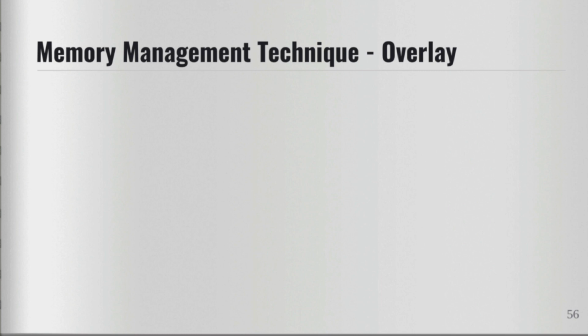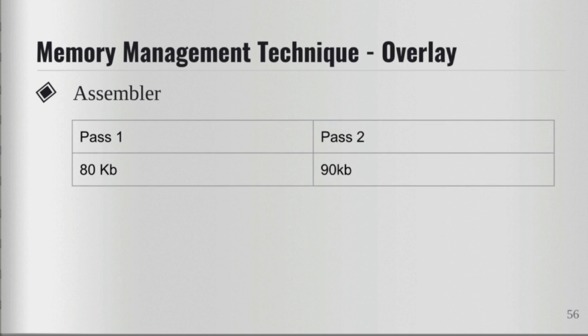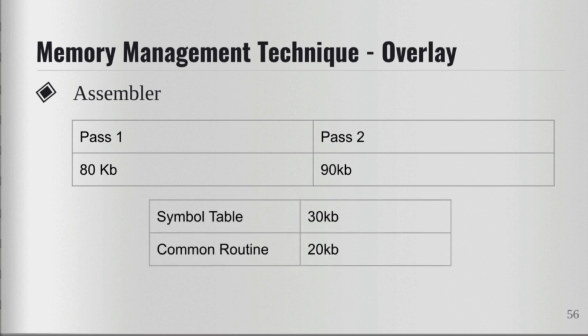All right, so let's take an example. Well, the best example of overlay is assemblers. Let's say that there is an assembler having two passes, pass 1 and pass 2. Pass 1 code size is 80 KB and pass 2 code size is 90 KB. Now, as I mentioned earlier, there are certain parts of the program that always need to stay in the memory for the execution of different processes. So we must have a symbol table, which has the size of 30 KB, and we also must have a common routine for both the passes, which is 20 KB.